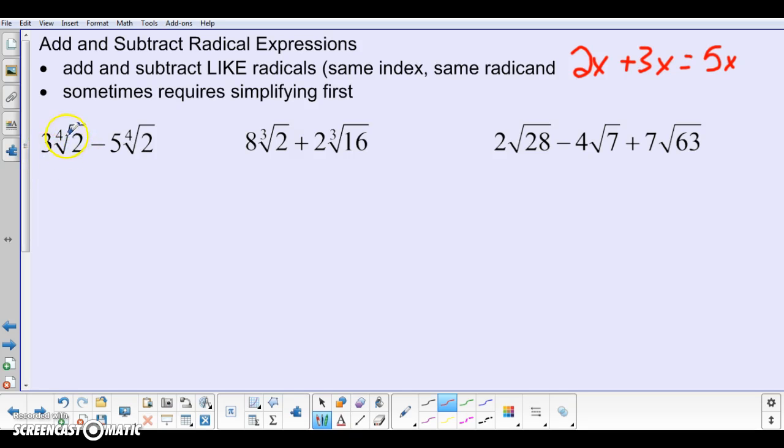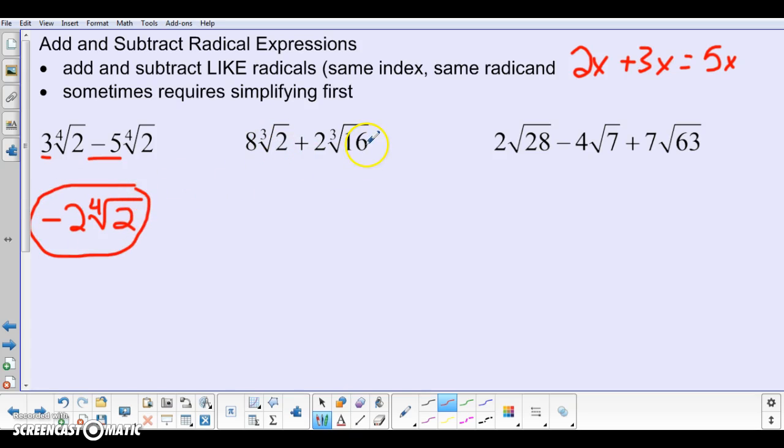I've got 3 fourth roots of 2 minus 5 fourth roots of 2. Take the coefficients and put them together. 3 minus 5 is negative 2. Leave the radical part of it the same. There's negative 2 of these fourth roots of 2, and that's all I got to do here.